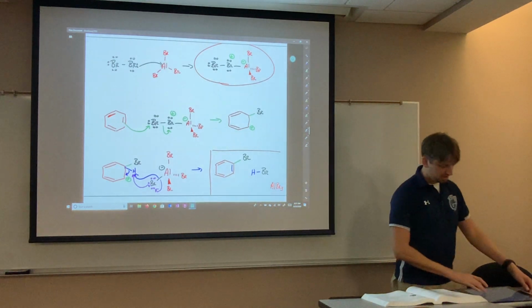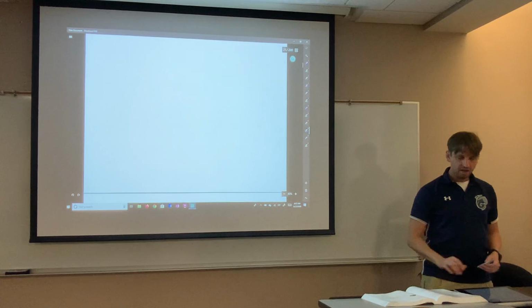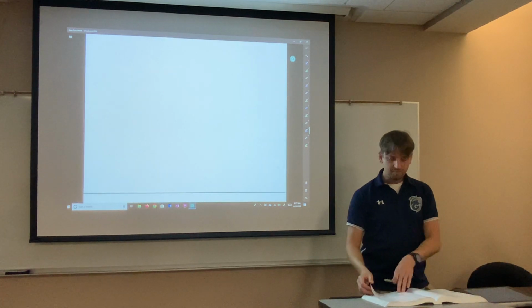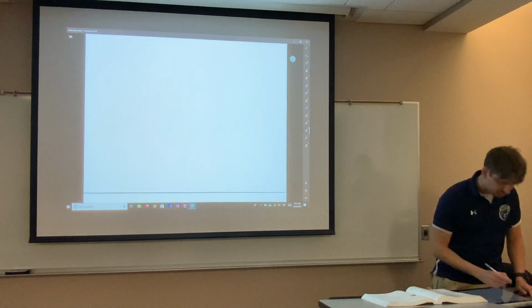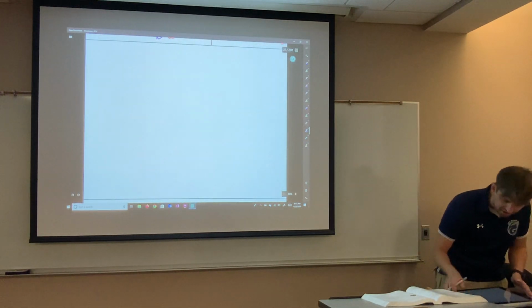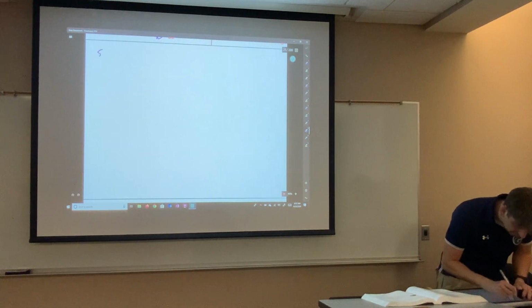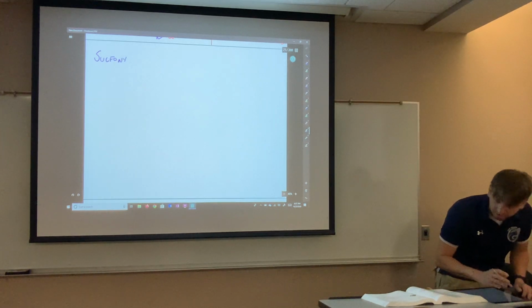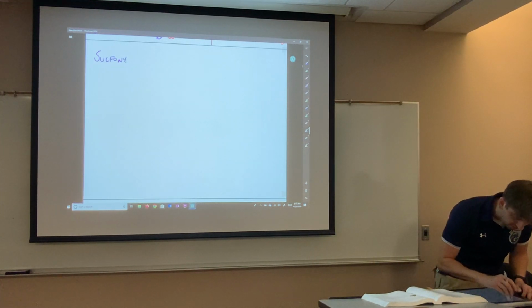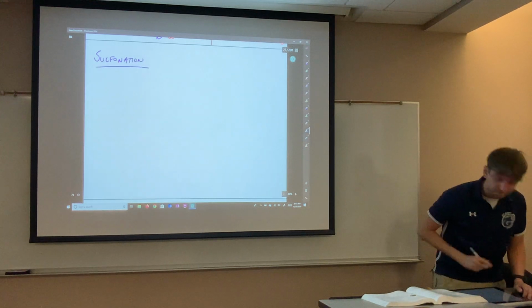So all we're going to do now is continue on with some of the other examples that they have in the book. And the next one they talk about is something called sulfonation. Now, sulfonation is interesting. Let me write that a little bit bigger. I had some comments that it was hard to see. Oh my gosh, sulfonation, my goodness. Can't talk and write at the same time this morning.